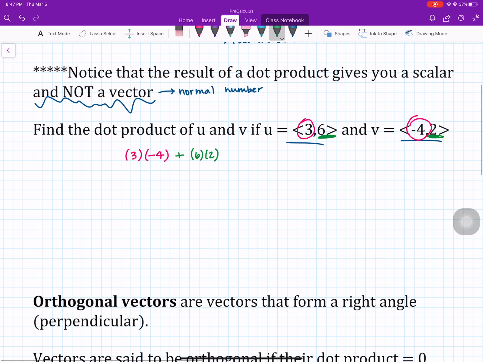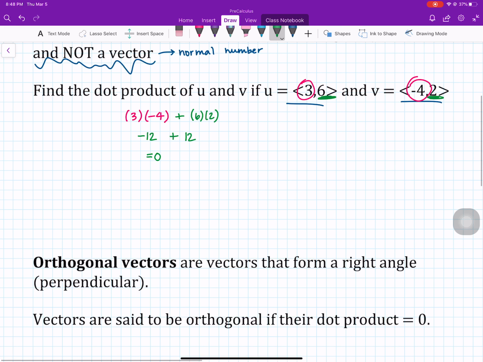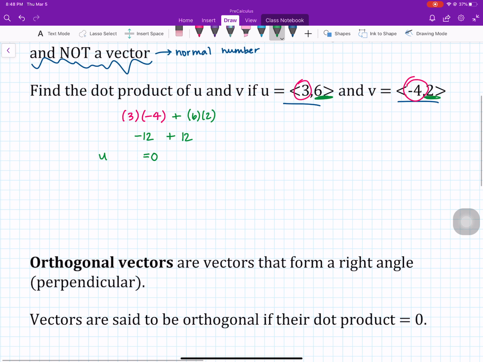And so I have 3 times -4, which is -12. And then I have 6 times 2, which is +12. And -12 plus +12 is 0. So the dot product, u dot v, which is a lot of times what it's called, is 0.